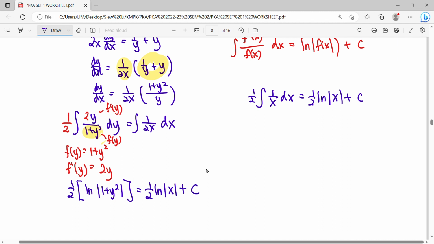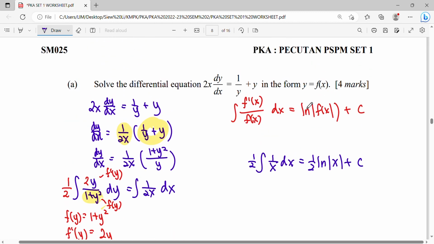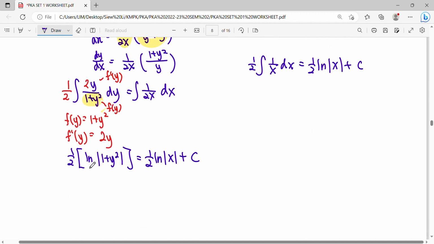Then we have to simplify until we get y in terms of x. So you have to simplify all this ln as well. So move this value of 2. You times 2, the 2s can be cancelled. When you times 2 to the c, it's still a constant. No need to put 2c because 2c is a constant, c is also a constant. Let c represent that constant.